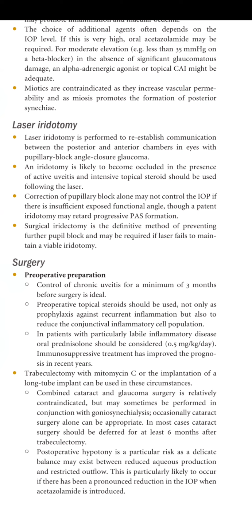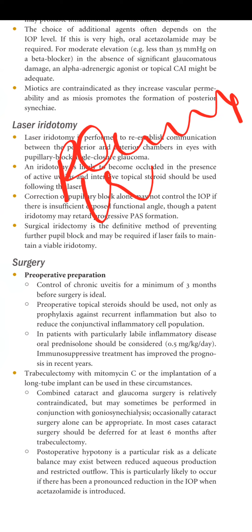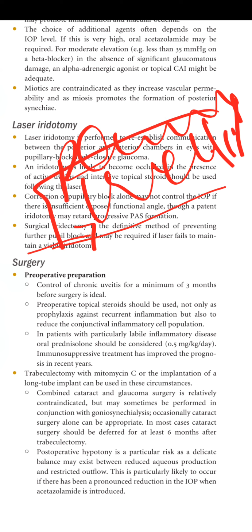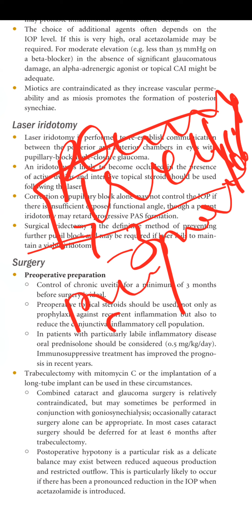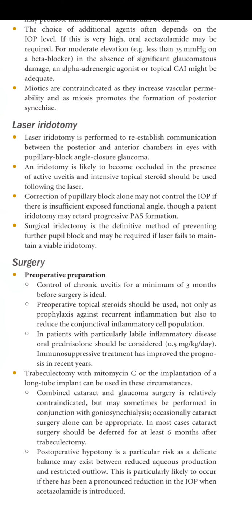So, first of all, if you are planning surgery in a case of uveitic or inflammatory glaucoma, you have to make sure that the uveitis is under control for at least 3 months. The eye should be quiet. And if you have planned surgery, you can give preoperative topical steroids or even some oral steroids as well. Trabeculectomy with mitomycin C or the implantation of a long tube implant can be used in these circumstances.